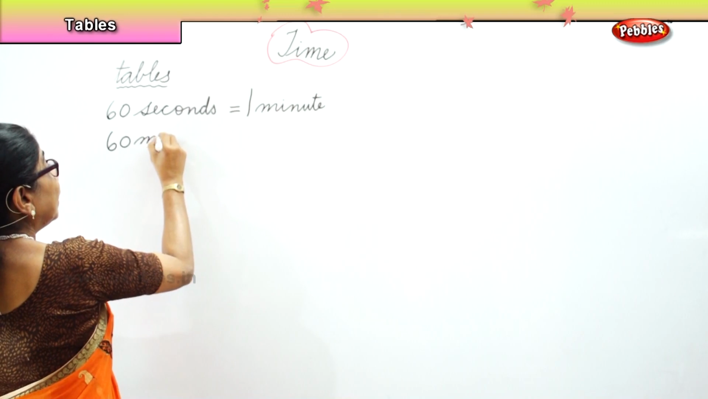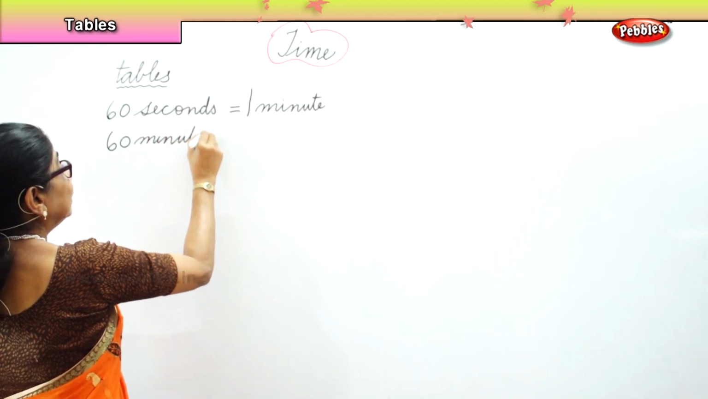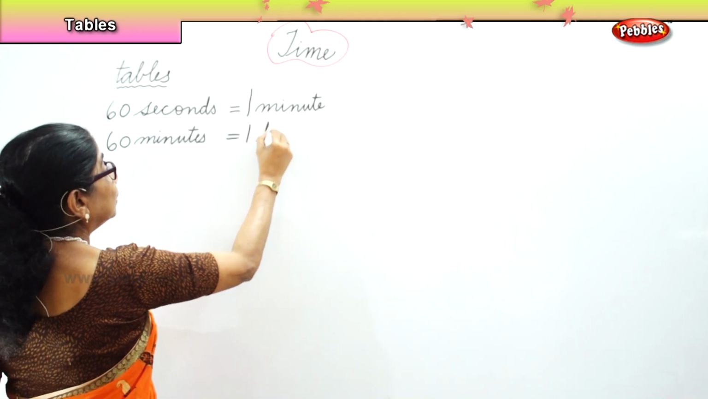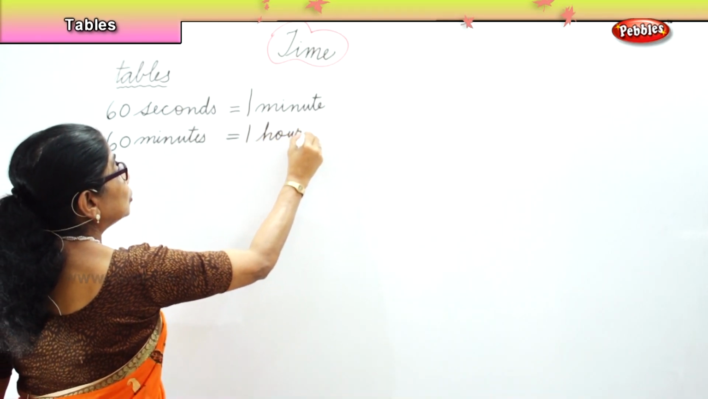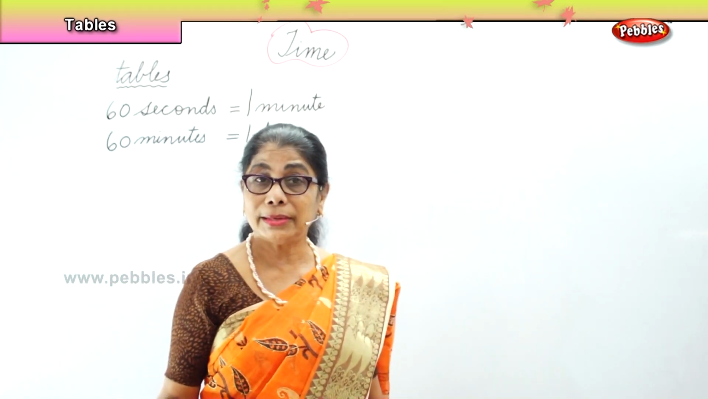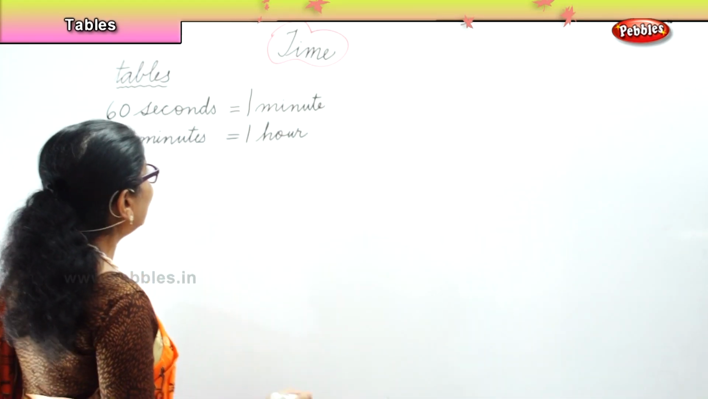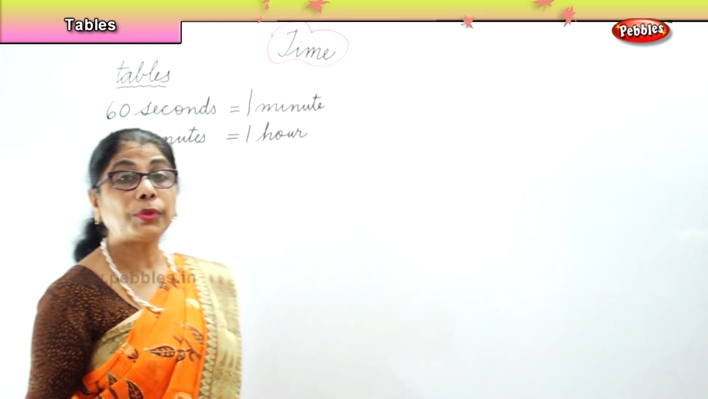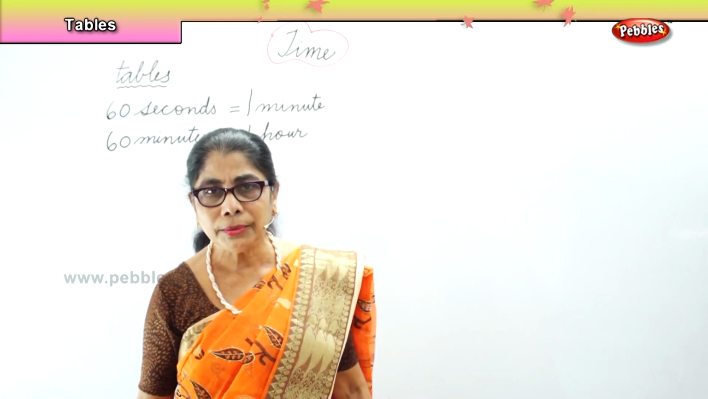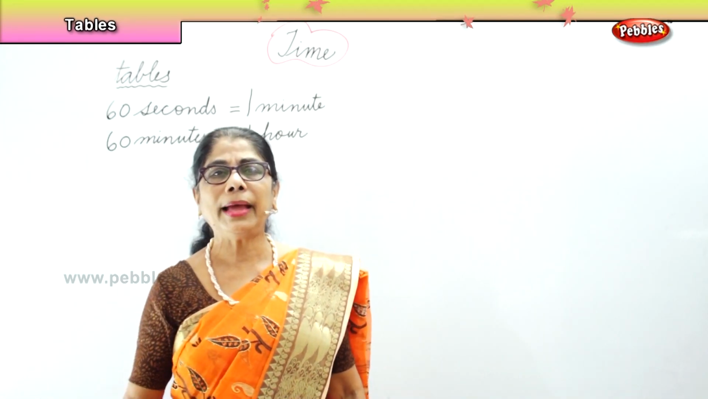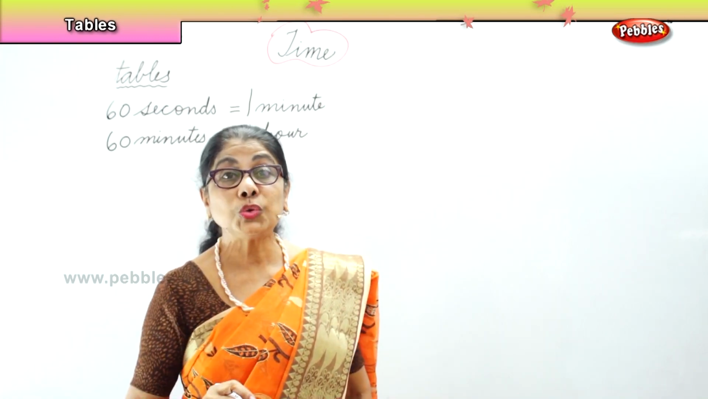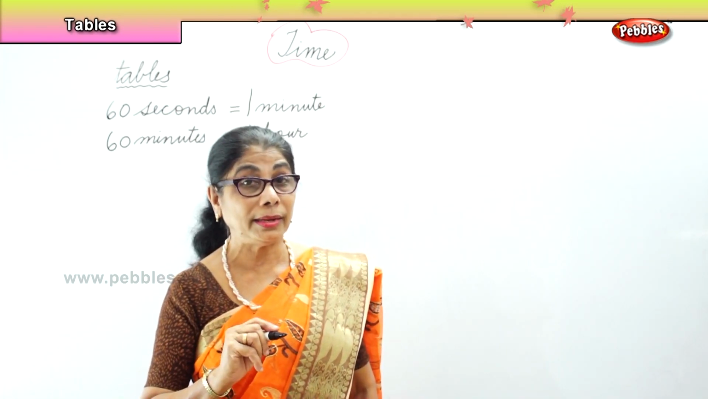60 minutes, that is 1 hour. 1 hour is almost 1 period of your class, a little less than that. Now you get up in the morning, you go to school, then you come back, and again in the morning you get up. That time is 24 hours, that is 1 day.